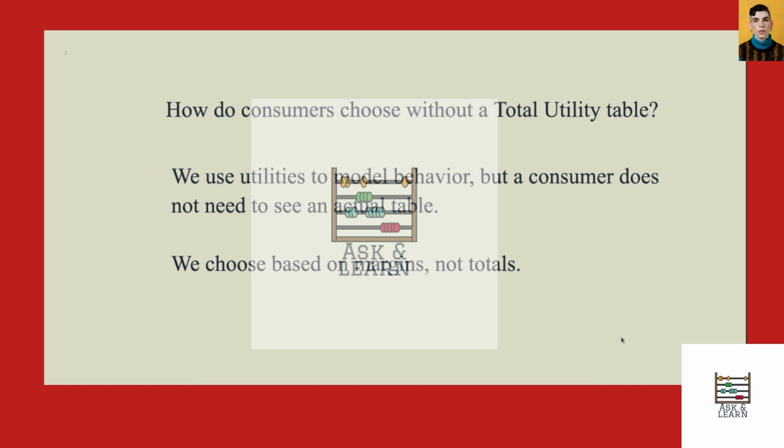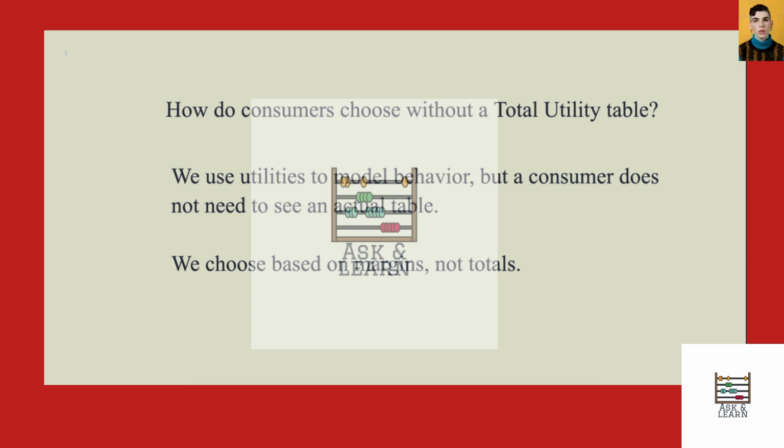How to choose without having a total utility table? Well, there are two things I want to touch on. The first is that we use utilities to model behavior, but a consumer does not need to see an actual table. They do this just by acting like humans, right? So, how does it work?